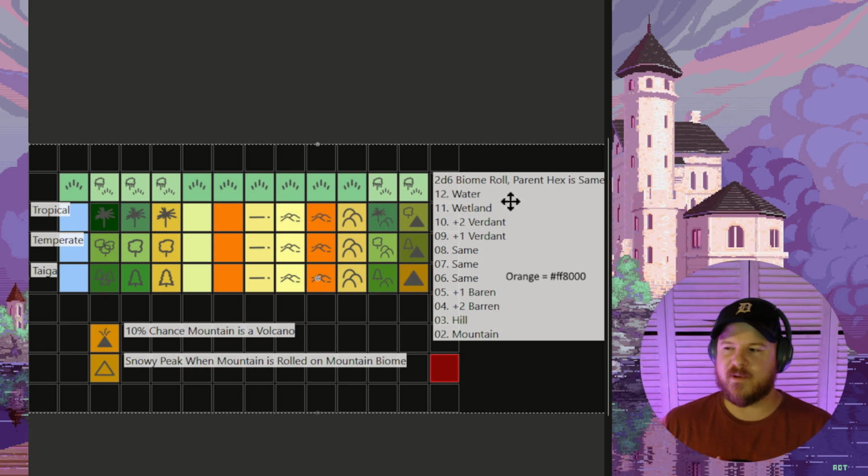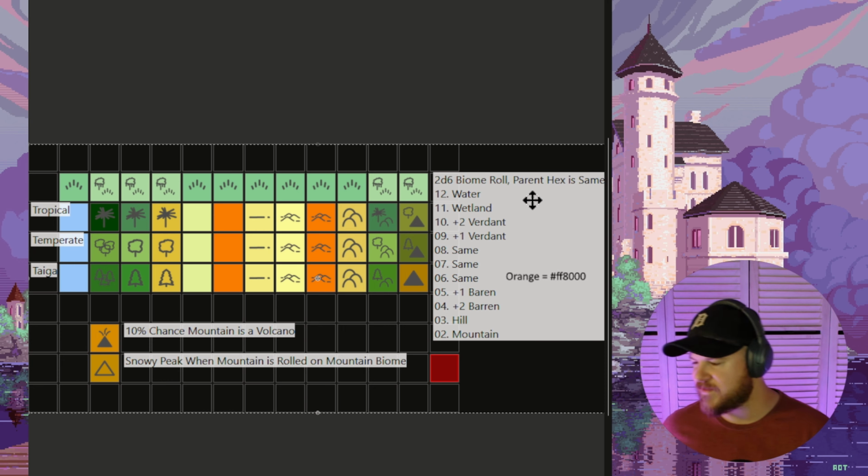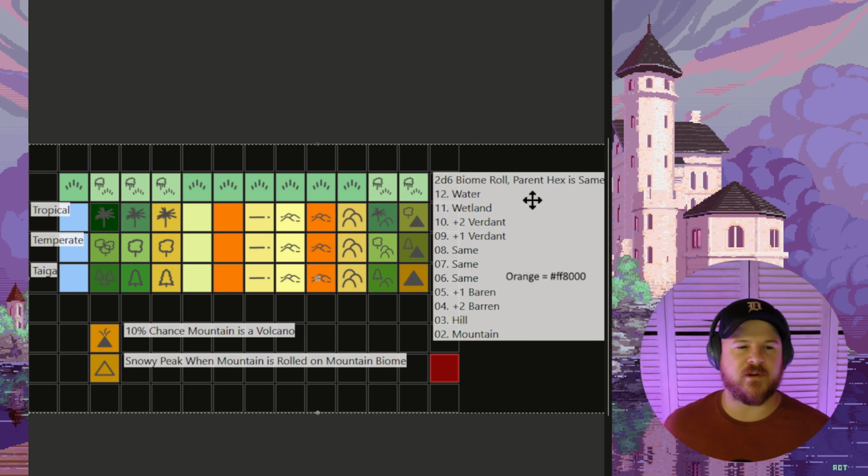So the way that I do it is that if I roll 2 6s, 12, that's always going to be a water hex for me. And that could end up being a coastal hex, a lake, a pond, or an inland sea, depending on the scale we're working with. If I roll 11, that's always going to be a wetland, so some sort of swamp or bog or mire or fen, anything of that nature, marsh.